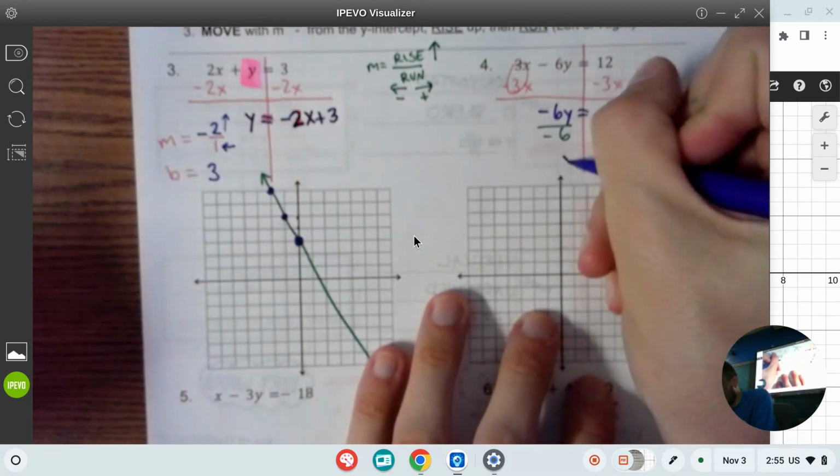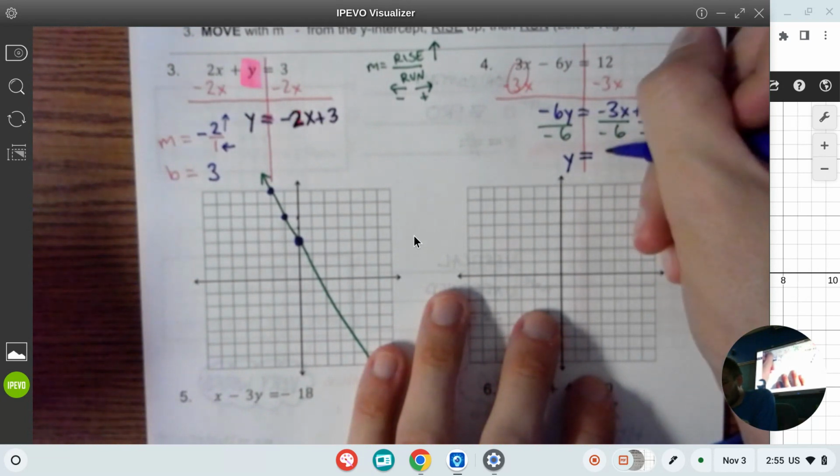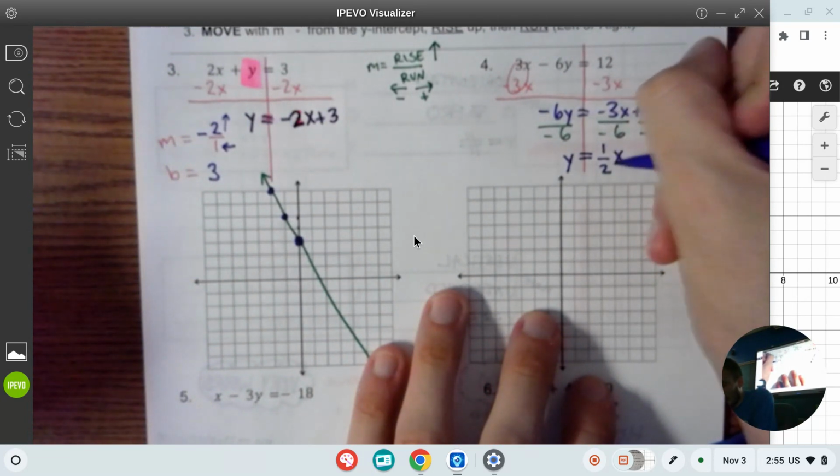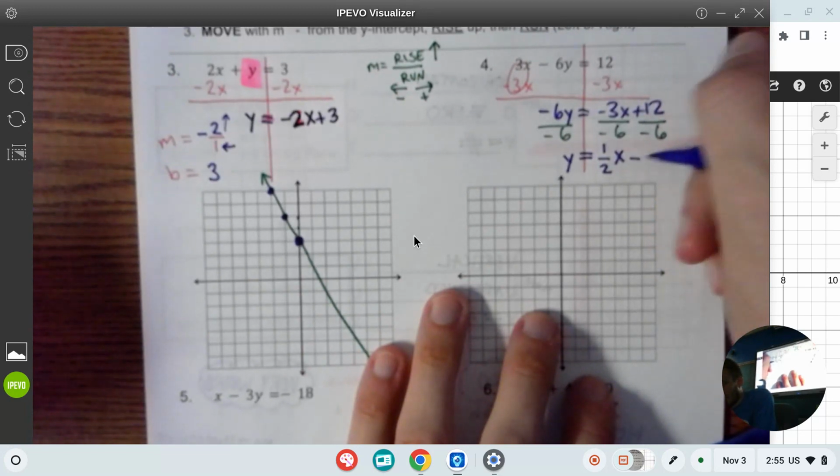And when you do those dividings, you can check these out in Desmos. Two negatives makes a positive. 3 divided by 6 is 1/2. 12 divided by -6 is -2.